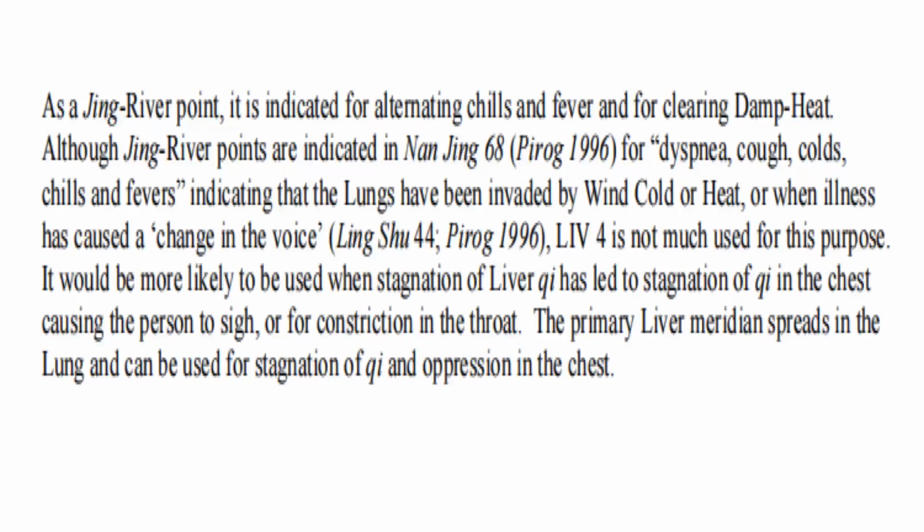Although Jing River points are indicated in Nanjing 68 for dyspnea, cough, colds, chills, and fevers, indicating that the lungs have been invaded by wind, cold, or heat, or when illness has caused a change in the voice, Liver 4 is not much used for this purpose. It would be more likely to be used when stagnation of liver qi has led to stagnation of qi in the chest, causing the person to sigh, or for constriction in the throat. The primary liver meridian spreads in the lung and can be used for stagnation of qi and oppression in the chest.